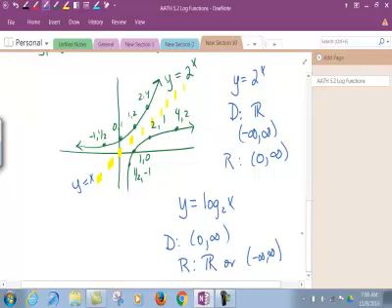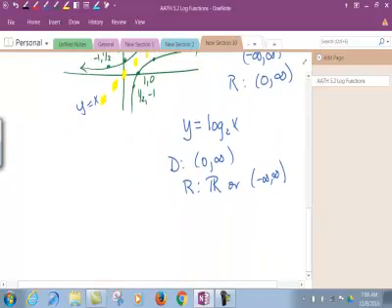Later on in your book, you're going to be transforming the log function, just like we did with the function 2 to the x. We moved it up, we moved it left, we moved it right, and we'll have some problems in class where we practice transforming the log function as well.